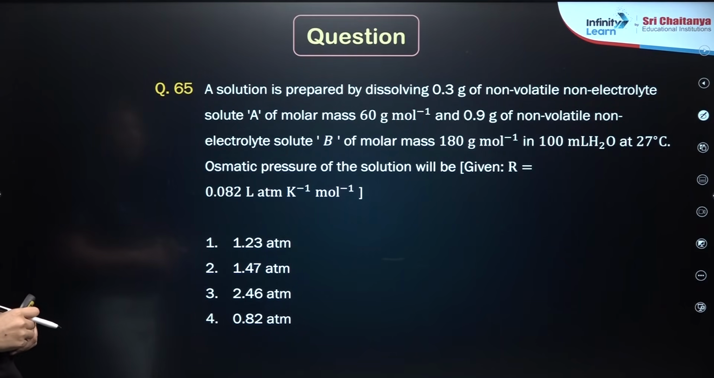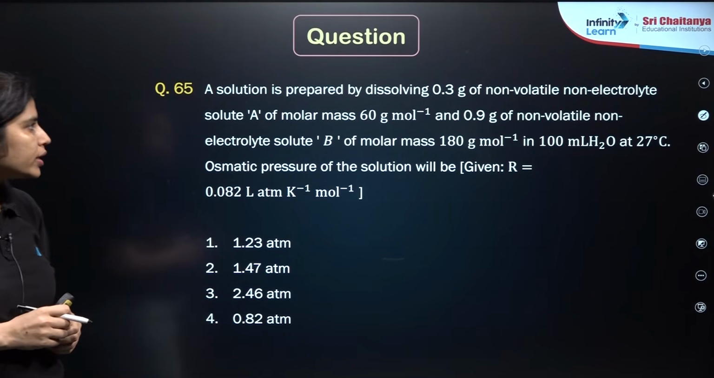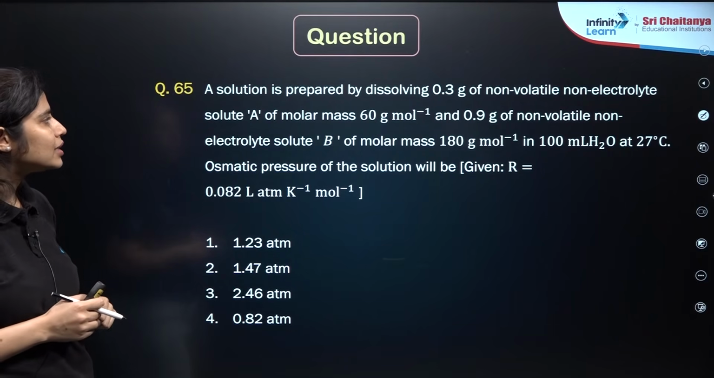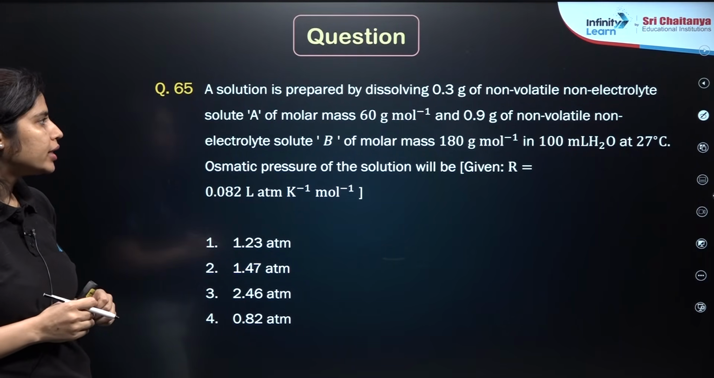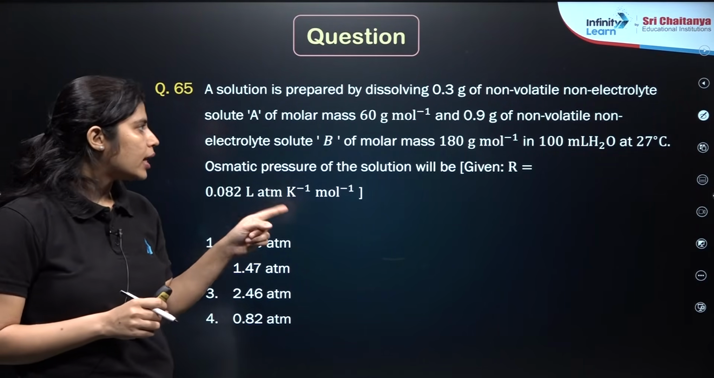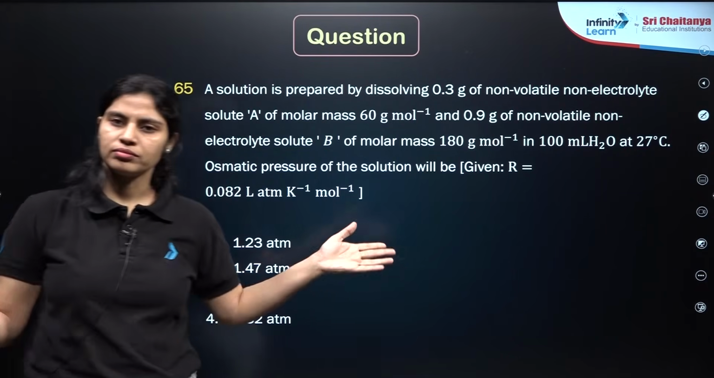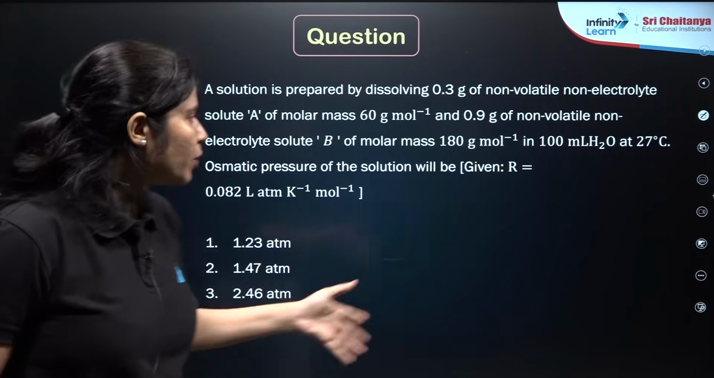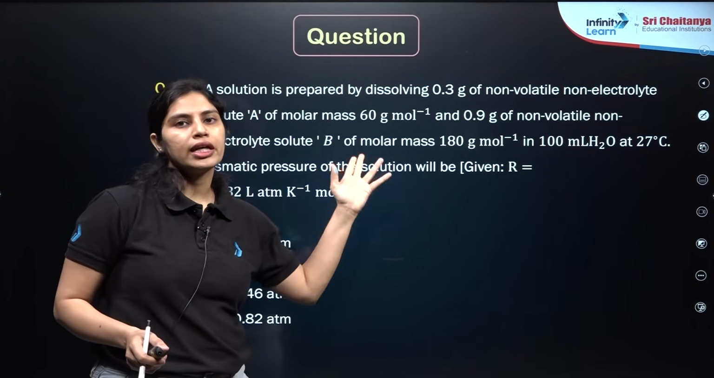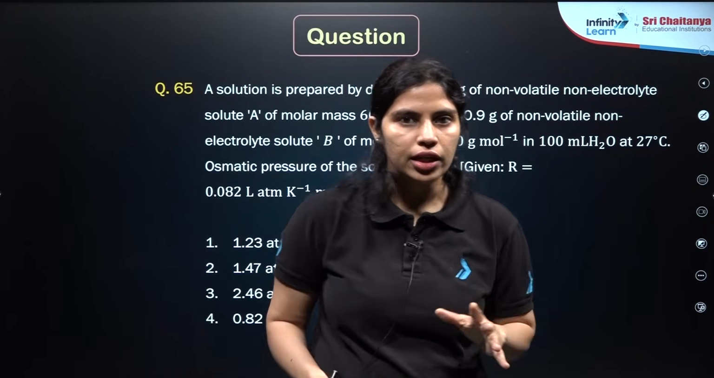Question 65 is: a solution is prepared by dissolving 0.3 gram of non-volatile, non-electrolyte solute A, molar mass 60 gram per mole, and 0.9 gram of non-volatile, non-electrolyte solute B of molar mass 180 gram per mole in 100 ml H2O at 27 degrees Celsius. Osmotic pressure is asked over here. Easy. First thing first, we have to calculate the concentration. What was the formula for osmotic pressure? Pi is equal to CRT, right?